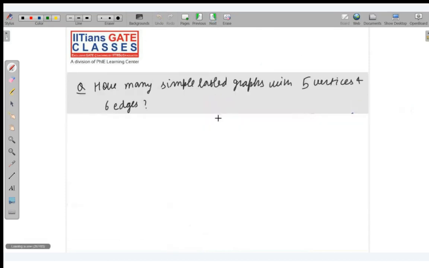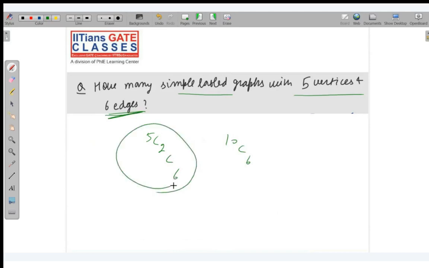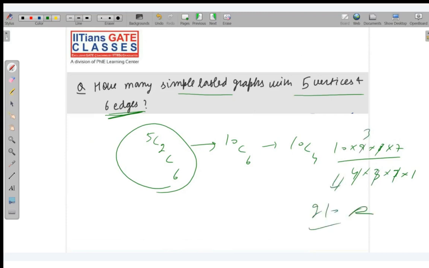Okay. So how many simple labeled graphs with 5 vertices and 6 edges? 5 vertices means 5C2 edges in total, that means 10. Now from 10 you can pick any 6 edges. So 10C6, or (5C2)C6, one and the same thing, or that is nothing but 10C4. You can calculate it: 10 into 9 into 8 into 7 divided by 4 into 3 into 2 into 1. So 210 is the answer.